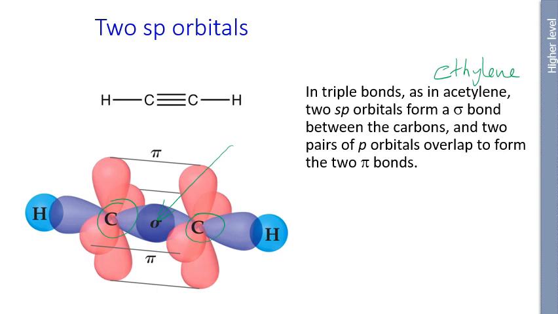And then the 2 pairs of p orbitals also overlap to form the 2 pi bonds here. Okay. And then also the sp orbital of the carbon can overlap with the s orbital of the hydrogen to form the associated CH sigma bonds.